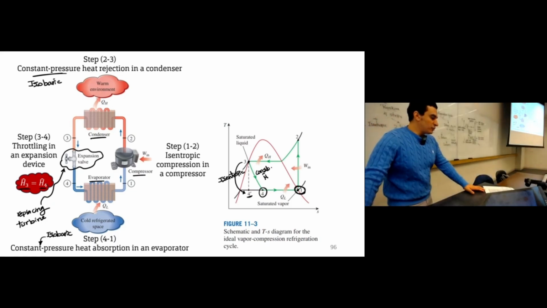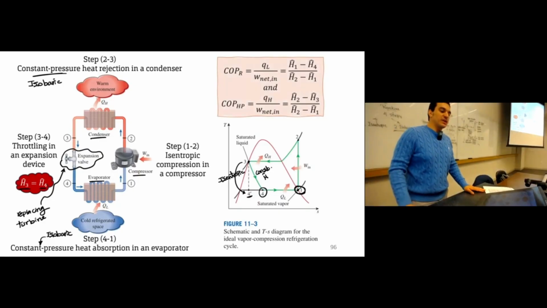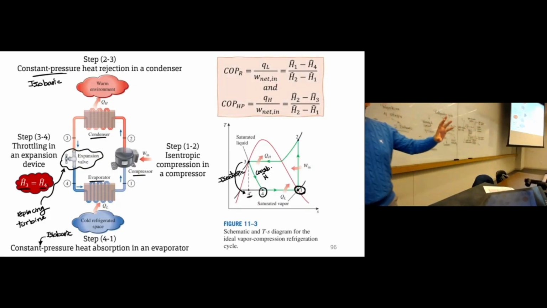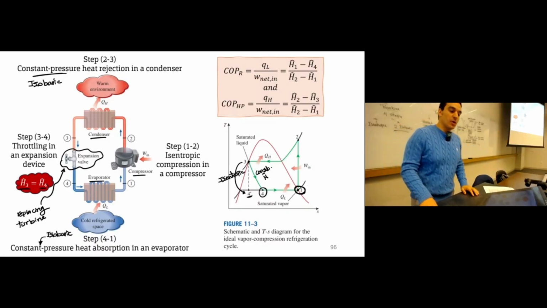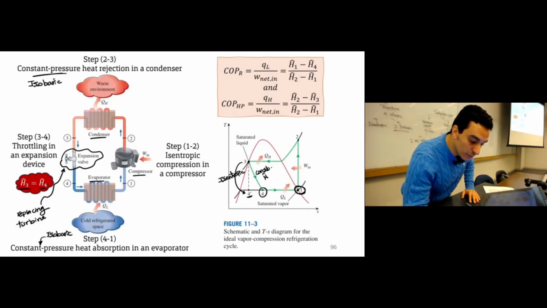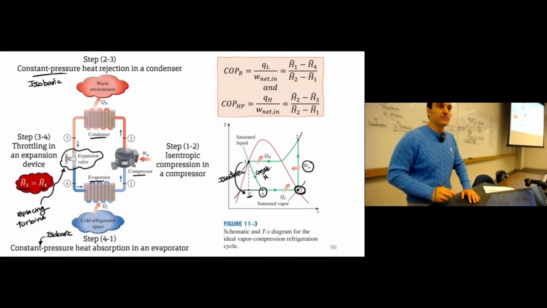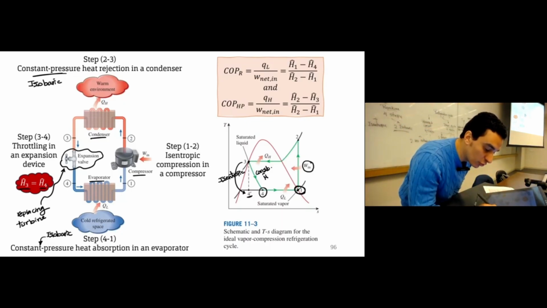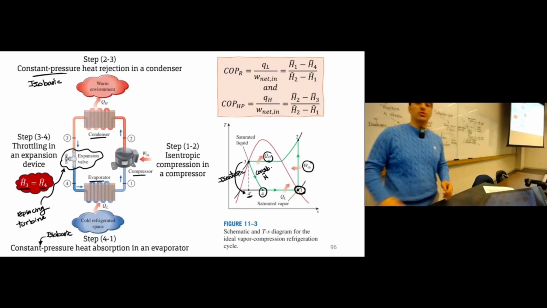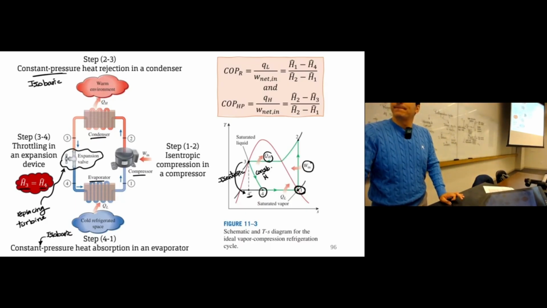Sure. If you need to find the coefficient of performance for this cycle, it depends on whether it's a refrigerator or a heat pump. If it's a refrigerator, the coefficient of performance is QL over the work input. QL is H1 minus H4, because this is the path representing QL, the low temperature heat transfer. Work in is H2 minus H1, because work in is on this path. If it's a heat pump, the objective is QH, so it will be H2 minus H3 divided by also H2 minus H1, the input work. Any questions?